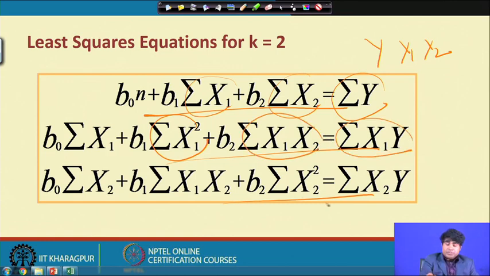Then finally, you need summation x2 square and summation x2 y. So, after that go to the Excel spreadsheet and manually you can calculate all these things. After getting all these values, you can just put them here and then solve these equations, and then by default you will get the coefficients b0, b1, b2. These are all the parameters through which we need to actually do the predictions with respect to y.